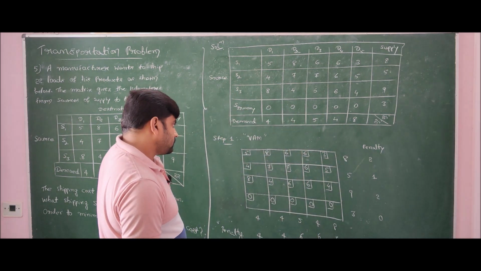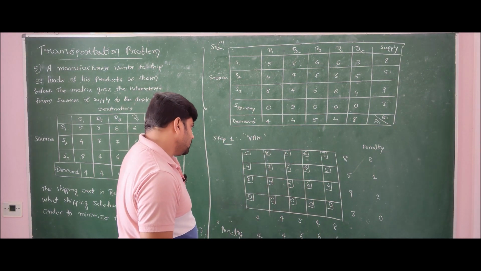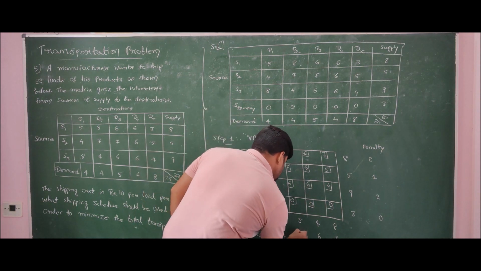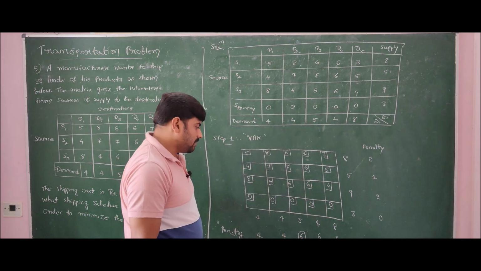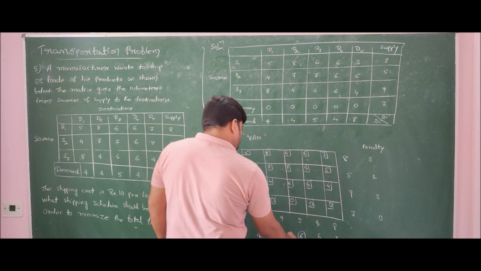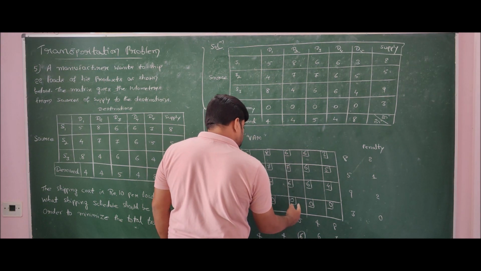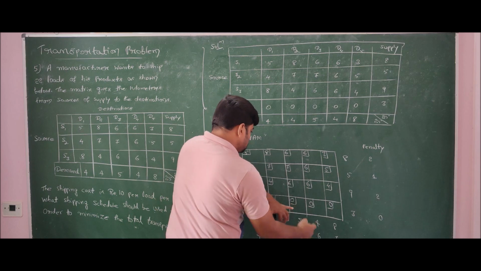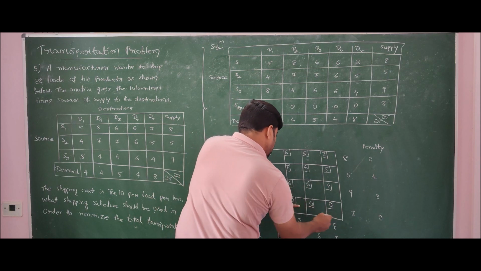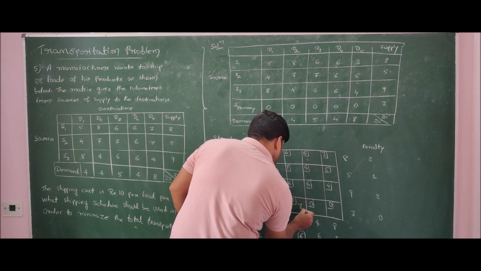So we have the highest penalty as 6. Let me go with this one. You can go with this one also, no problem. So now if I go with this, it is the least cost in this column with highest penalty as 6. So for this cell, I should choose between 5 and 3. Minimum is 3. I will allocate.